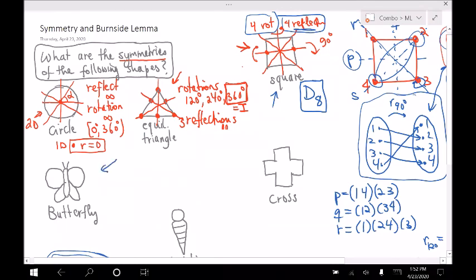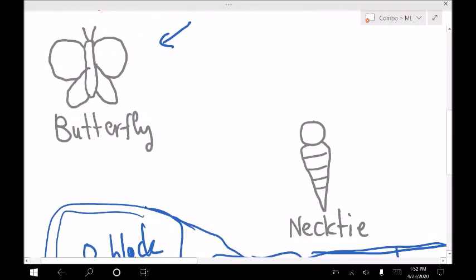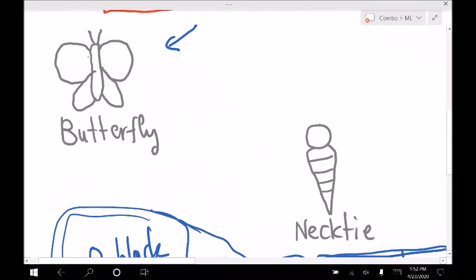Let's go to the butterfly now. So what are the symmetries acting on the butterfly? I tried to do my best. When I drew the butterfly, let's say that he doesn't have an eye. He just has those 2 things. It's like a paper butterfly. It's not a real butterfly. This is a paper butterfly that I made.